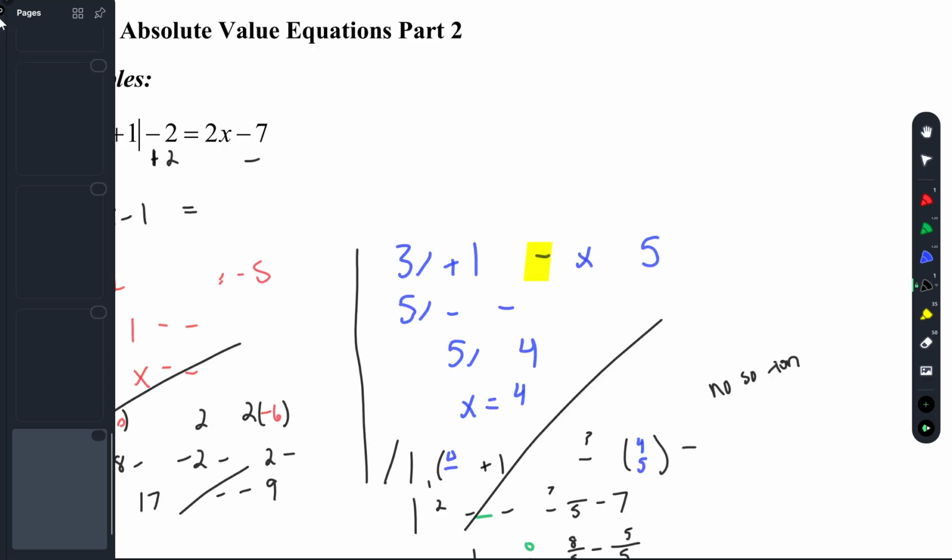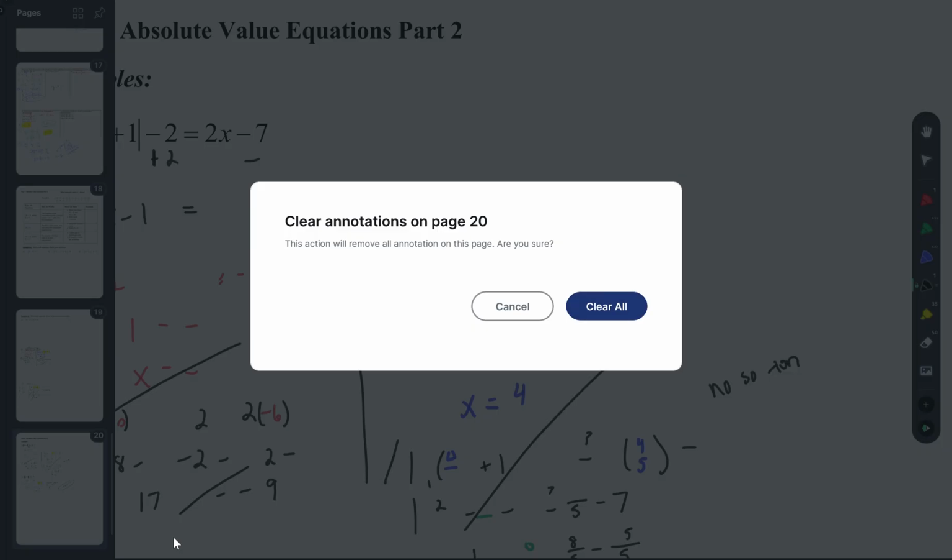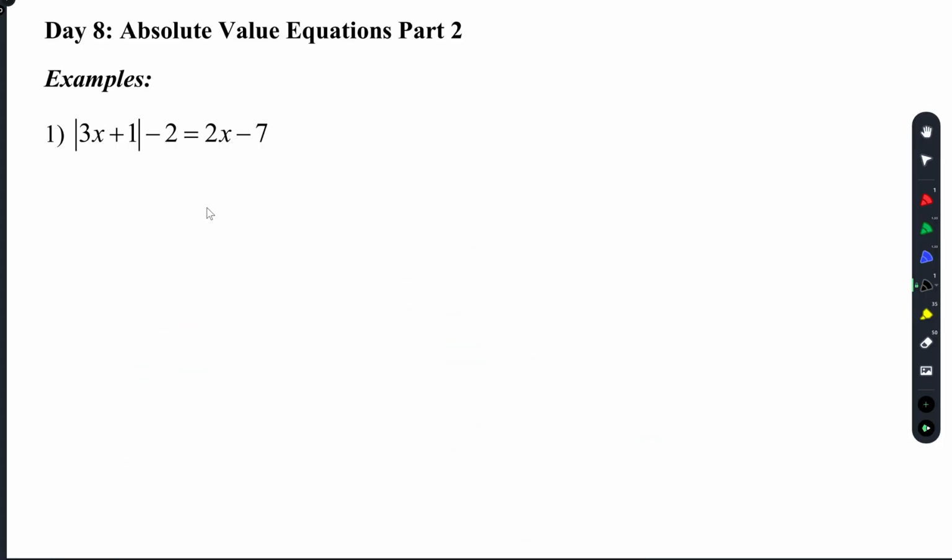Oh, geez. I swear I clear this every time, but it just comes back from the dead.